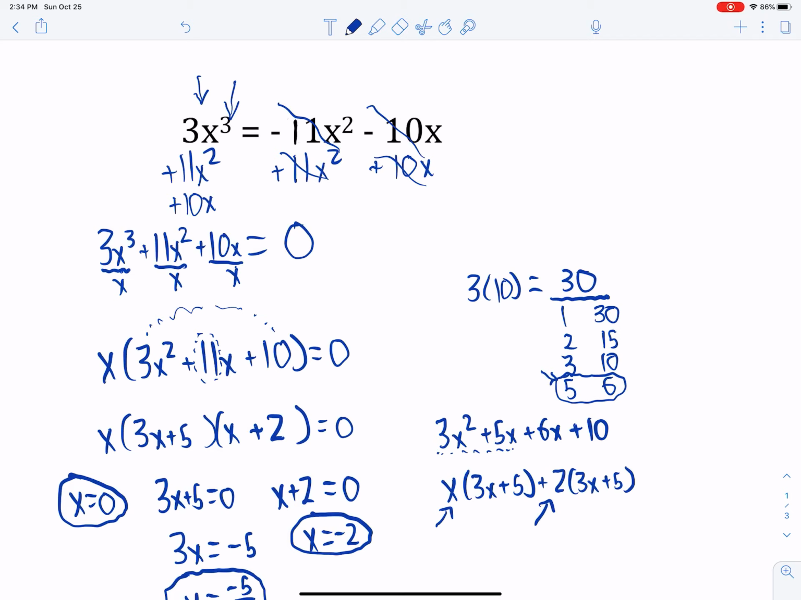If the highest power of your variable is 3, you could have 0, 1, 2, or 3 answers. If the highest power of your variable was, say, 5, then you could have 0, 1, 2, 3, 4, or 5 answers. You can't have more answers than the highest power of your variable.